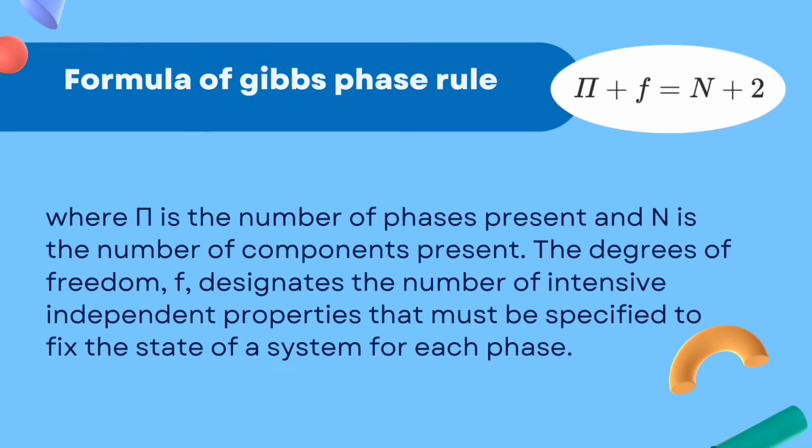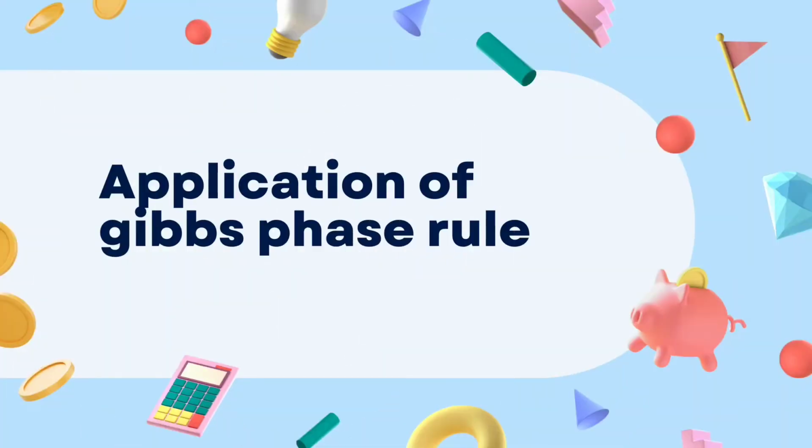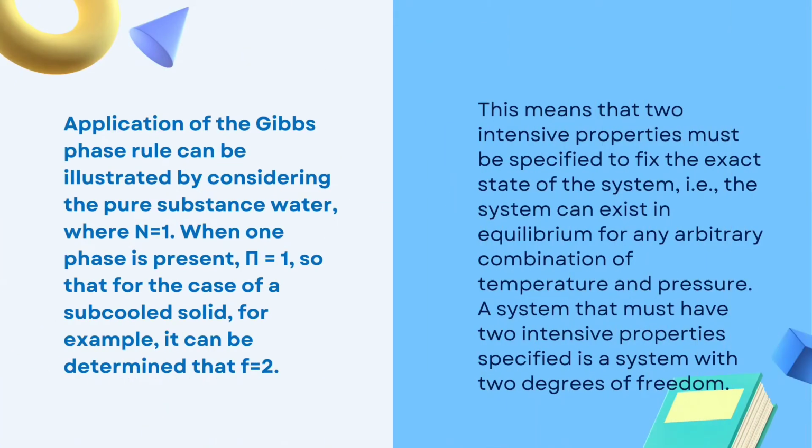In this formula, P plus F equals N plus 2, P is the number of phases present and N is the number of components present. The degrees of freedom, F, designates the number of intensive independent properties that must be specified to fix the state of a system for each phase. Okay, next we have to know the application of the Gibbs phase rule.